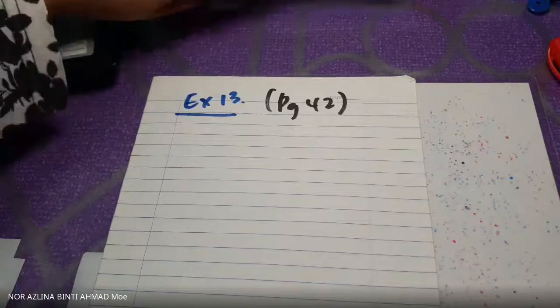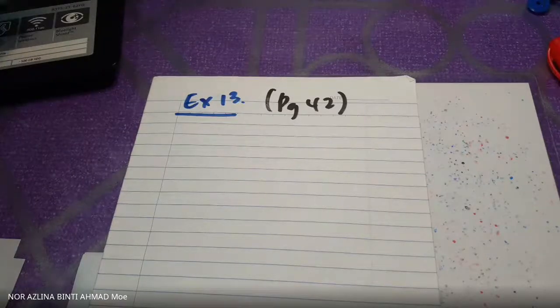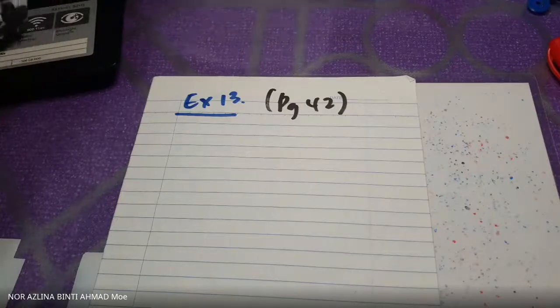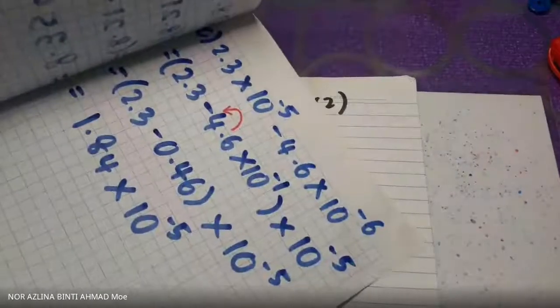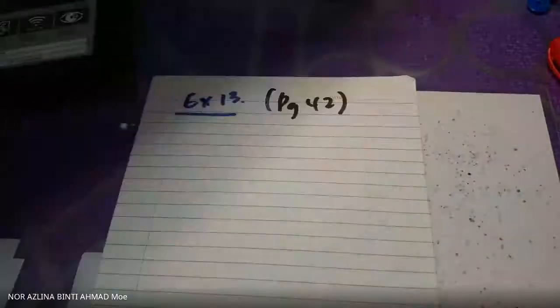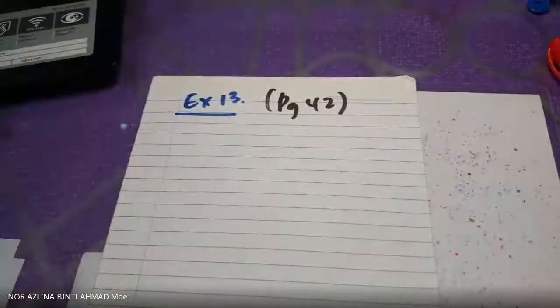For solution, memang kena tulis macam tadi. Yang ini memang kena tulis. Tak boleh terus straight away use calculator then you get the answer. Wrong. Mesti kena guna cara. Mesti kena tulis cara dia.